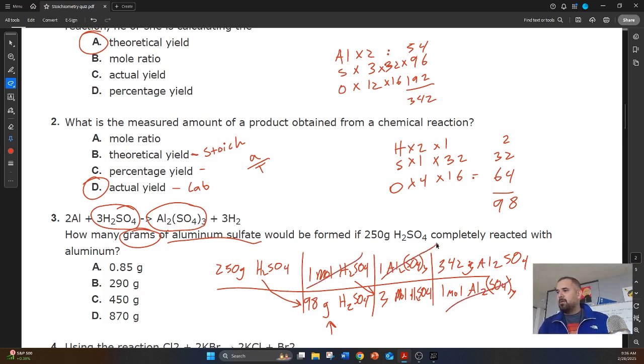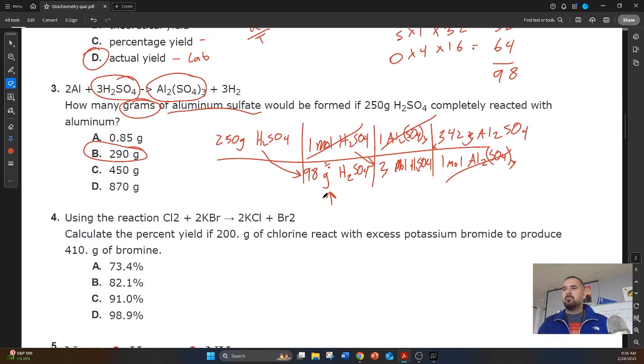So all of our ones go away, and then we're just going to divide by the bottom and multiply by the top. So 250, everybody in your calculator, divided by 98, enter, divide by 3, enter, multiply by 342, enter, and you should have got 290.8, and the closest answer to that is 290 grams. So B was the correct answer for this one. Let's go ahead and move on to the next one.